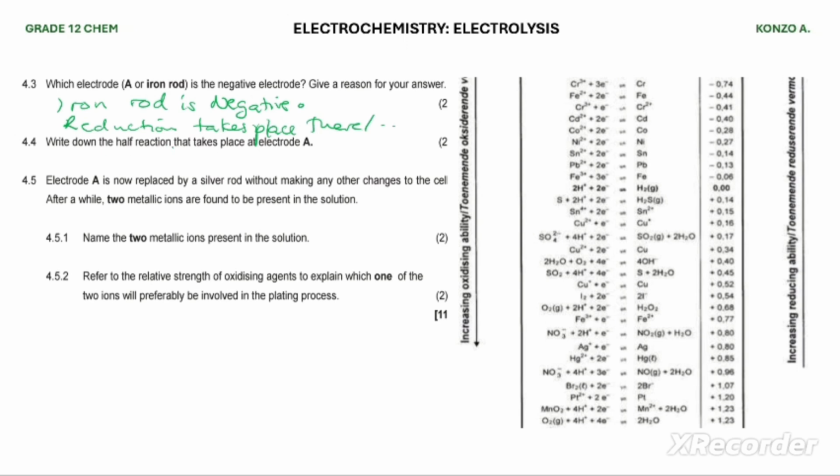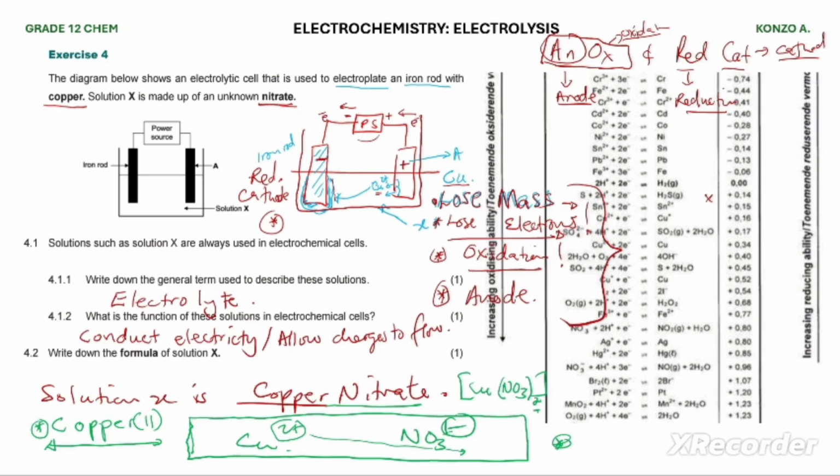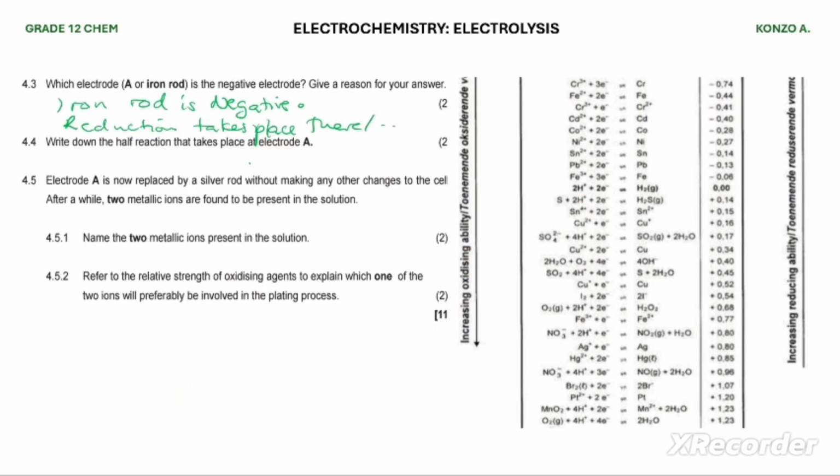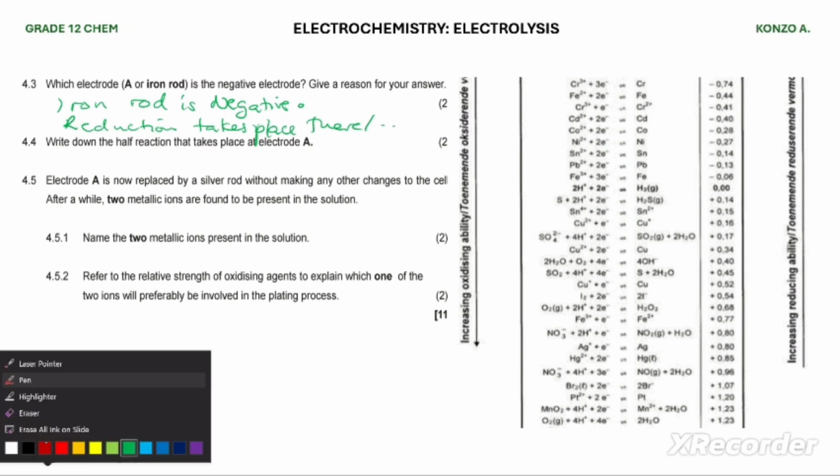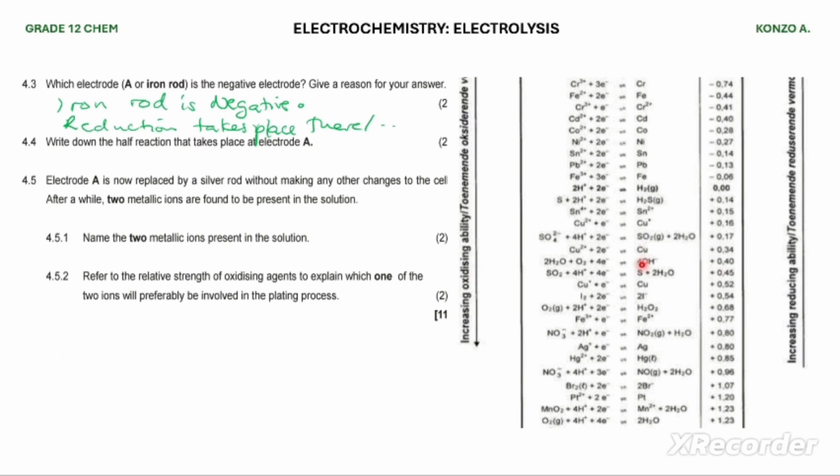Write down the half reaction that takes place at electrode A. So if we check out our electrode A one more time, it is the copper electrode, and we said oxidation is happening here. So that shouldn't be too difficult. We're looking for copper. Let's find our copper 2 to be specific. Let's look for copper 2. I've got copper 1 here.